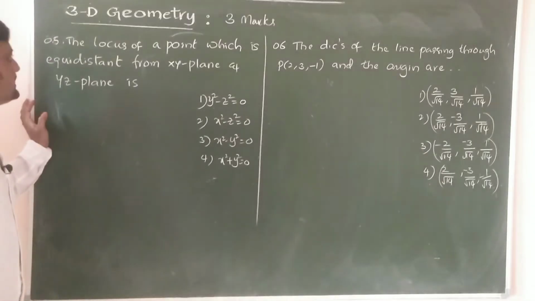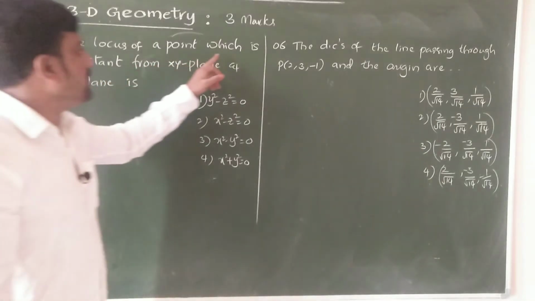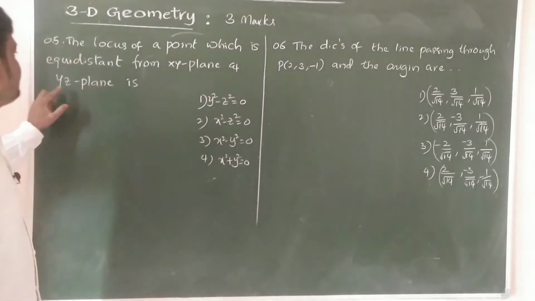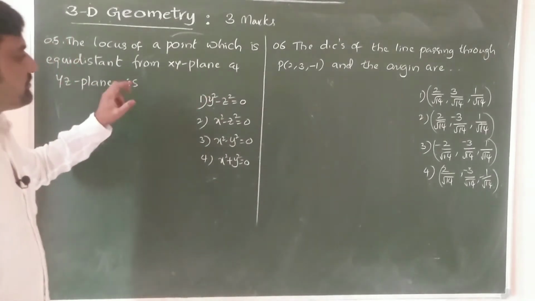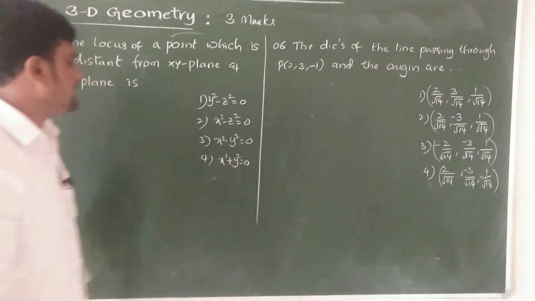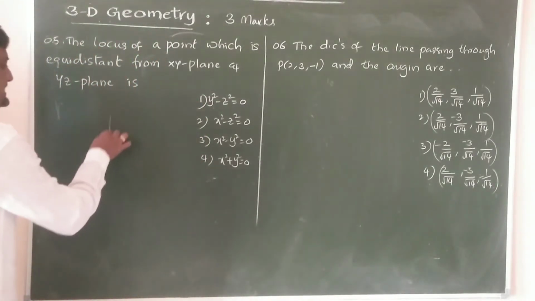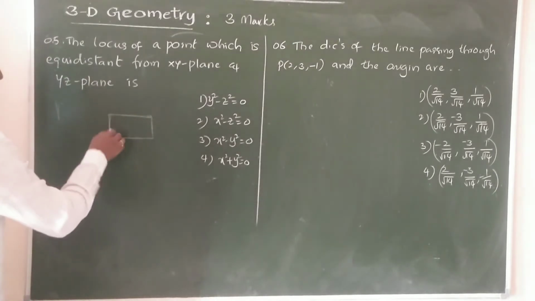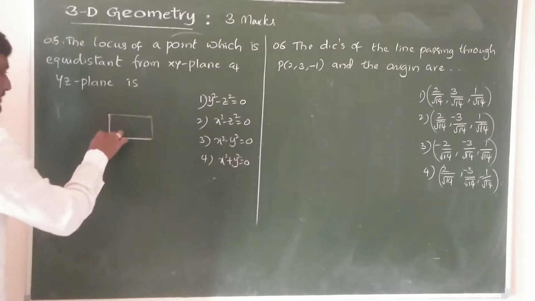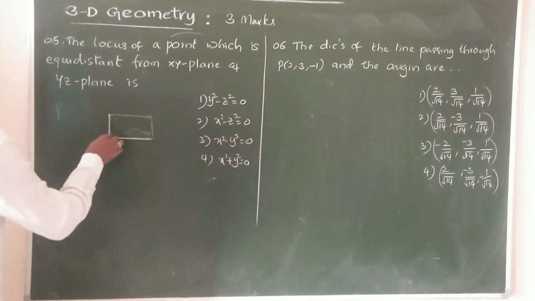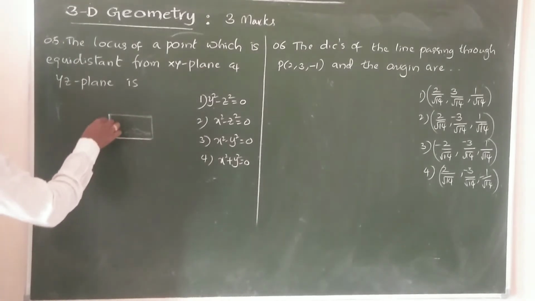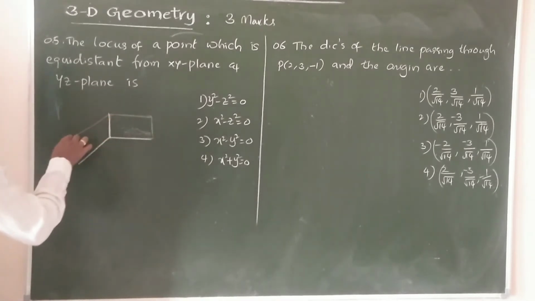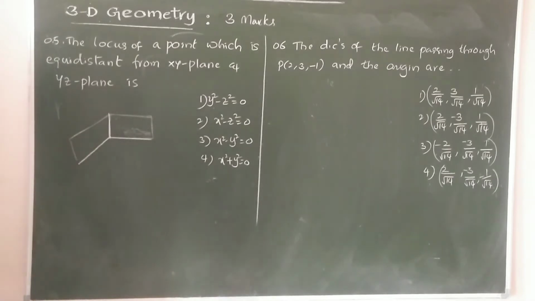Okay, let us go with the new problem. The locus of a point which is equidistant from the xy plane and the yz plane is which option? Clearly, we have the xy plane like this, okay, x and y plane, and also the yz plane like this. Okay, xy and yz plane.